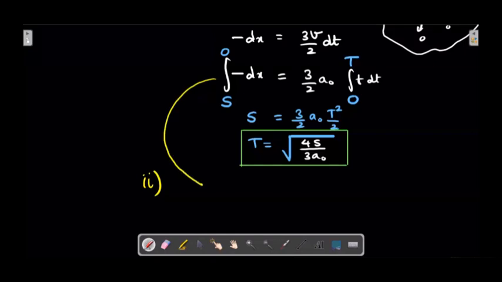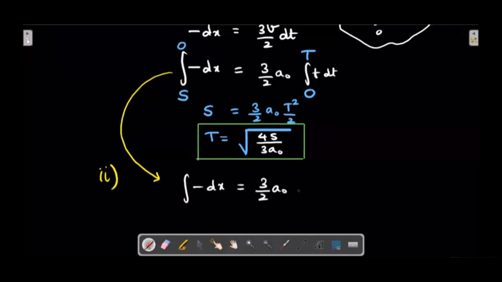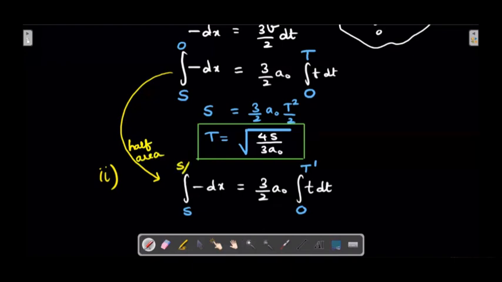See, just borrow this integral. Let's shamelessly copy it. And then change the integration. The lower integral will still be the same. At t equal to 0, it would be at s. And the upper part, which is the half area part, maybe some t prime, the time duration. If I'm looking at half area of the triangle, then I should be looking at a side length of s by root 2. I think that should solve the purpose for the second question.